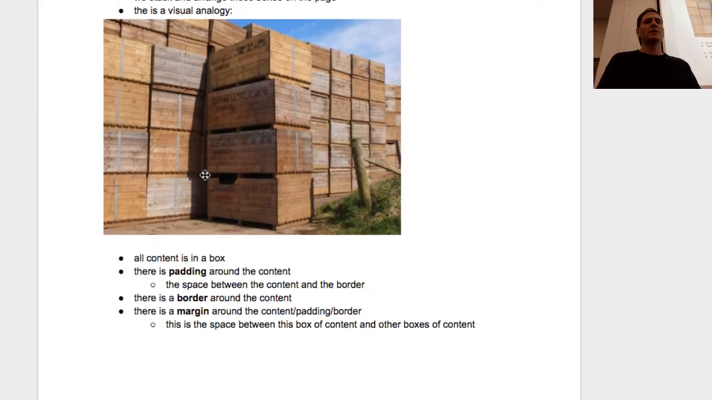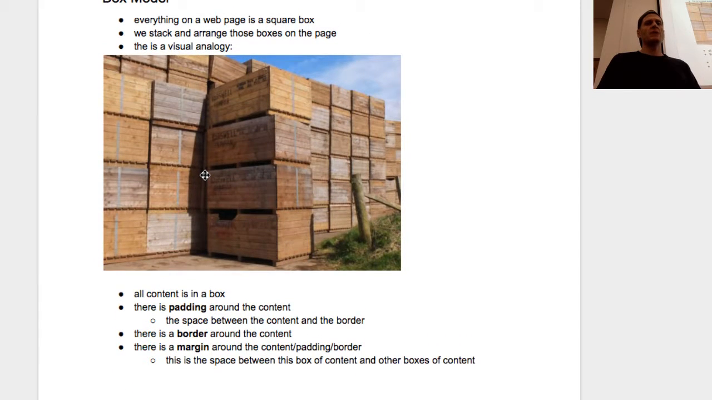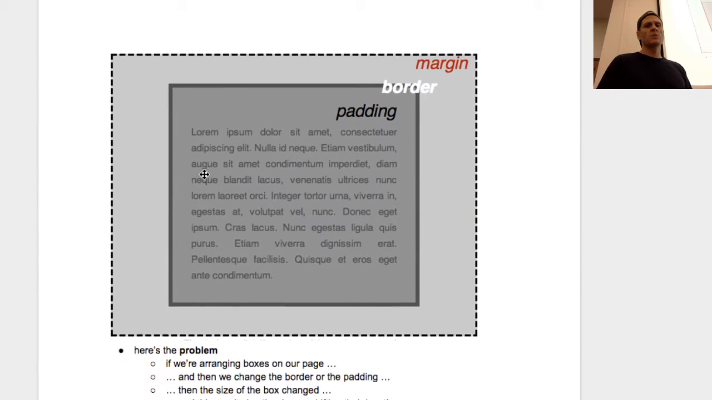Here's the box model. Everything on a web page is a square box. We stack and arrange those boxes on the page. This is a visual analogy. So all stuff is in a box. There's padding around the content. There's a border around the content. There's a margin between the different boxes. Right? So this is what it would look like visually.